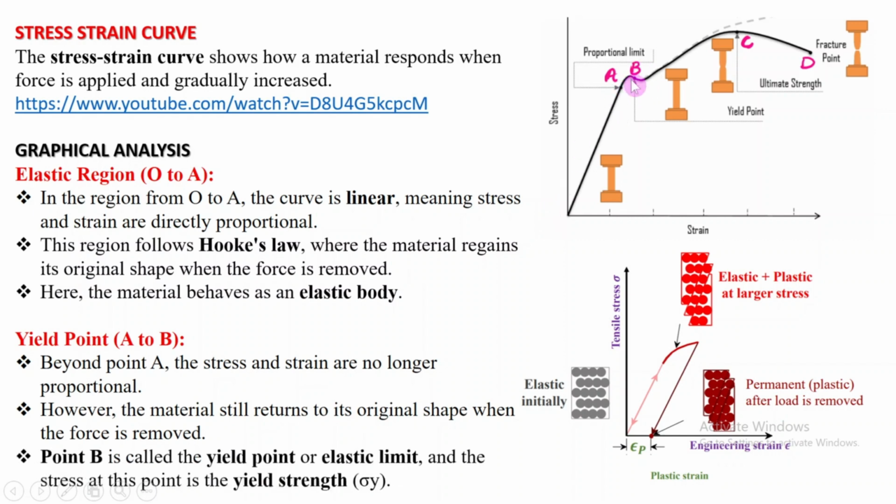Now, point B is called the yield point or elastic limit. This is the last limit for the elasticity of the material. Beyond this point B, there will be no elastic nature in the material. This point B is called the yield point or elastic point, and the stress at this point B is called the yield strength.